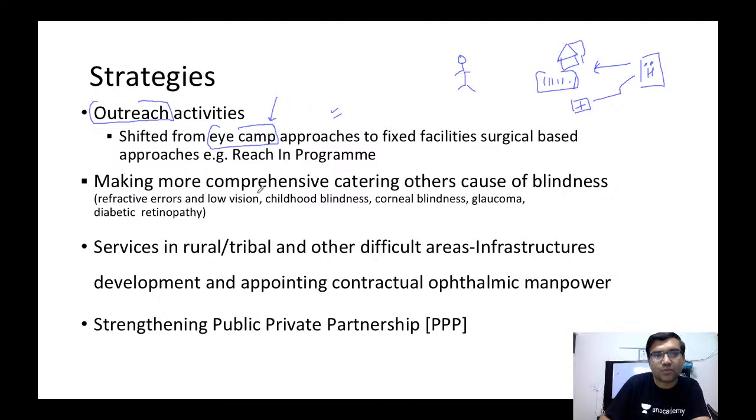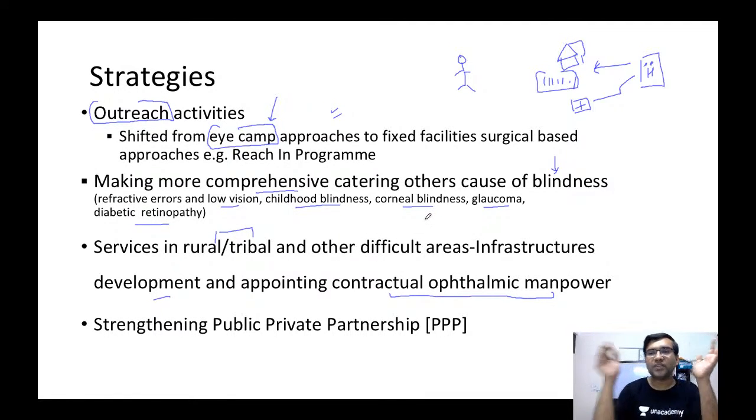Okay, the second thing is more comprehensive catering for the other causes of blindness. Now the emphasis is not only on cataract, it is also on refractive errors, other causes of childhood blindness, corneal blindness, glaucoma, as well as diabetic retinopathy. So we are more comprehensive in eye care now, and not only cataract is the basic focus. Also services in the rural, tribal and other difficult areas, infrastructure development, and appointing contractual ophthalmic manpower. That is also a new strategy for the NPCB.